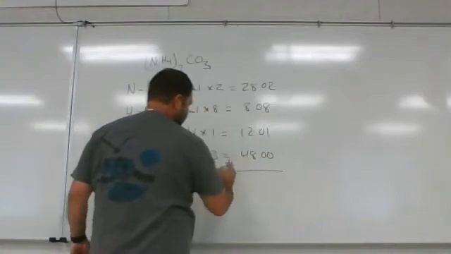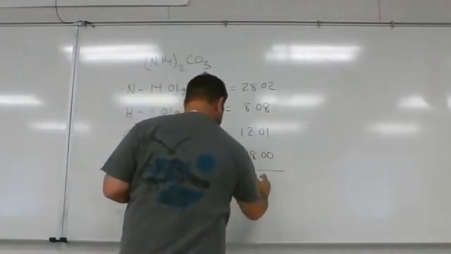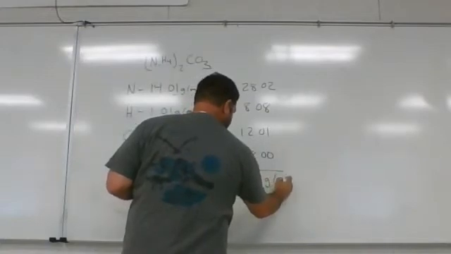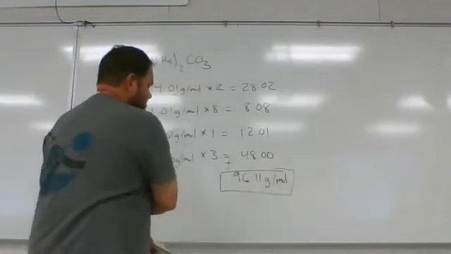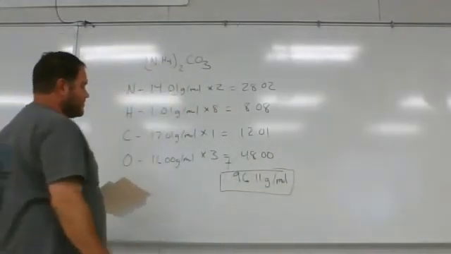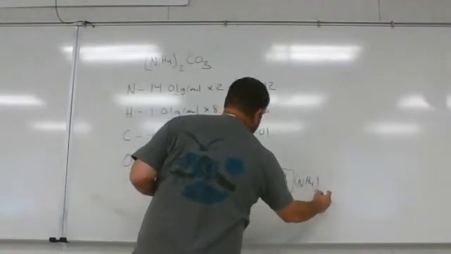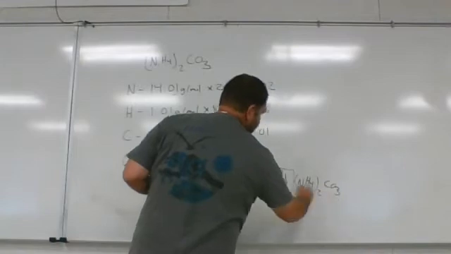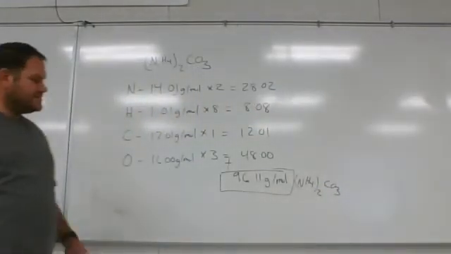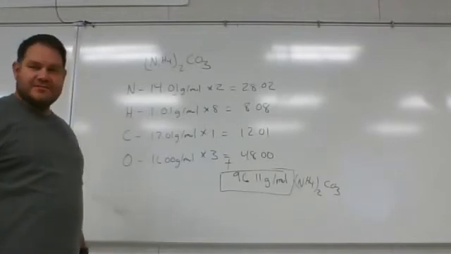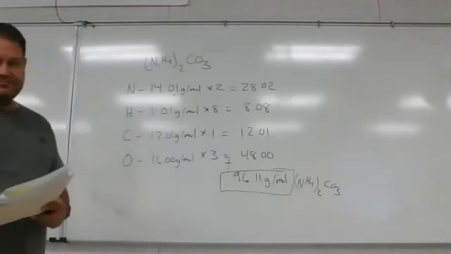Now I just need to add them up. I add them up, I get 96.11 grams per mole, okay? And that should be my answer. 96.11 grams per mole of, and I probably should state, ammonium carbonate. That's what the compound is, ammonium carbonate. All right? Awesome. Hopefully you're catching on to this well. All right.